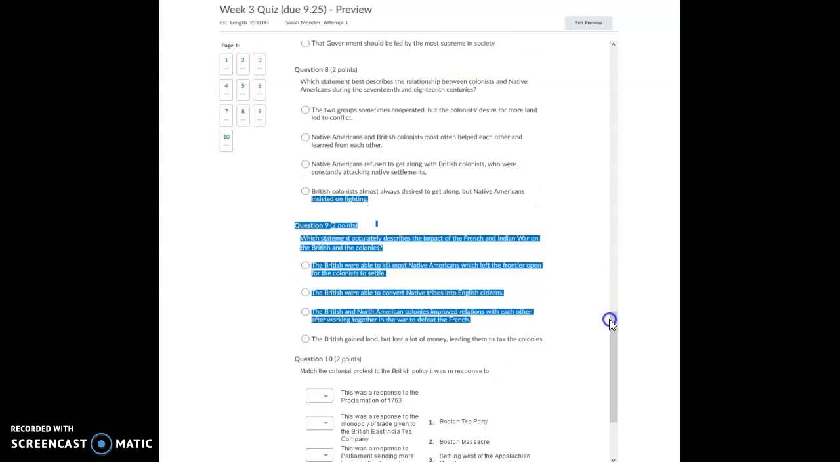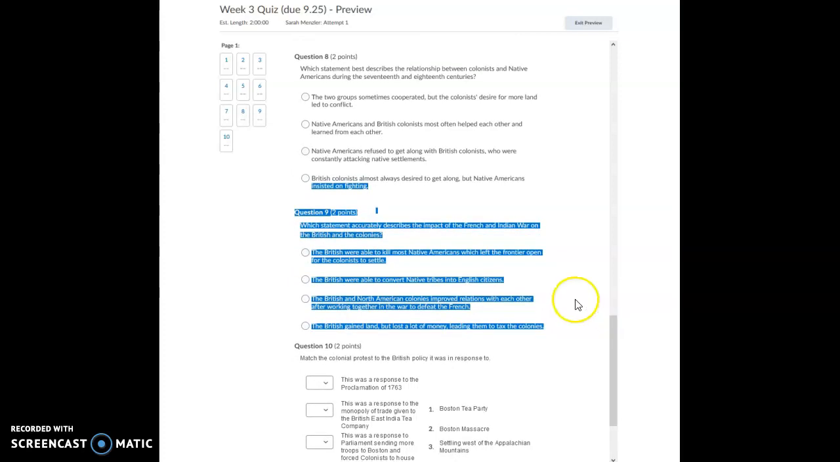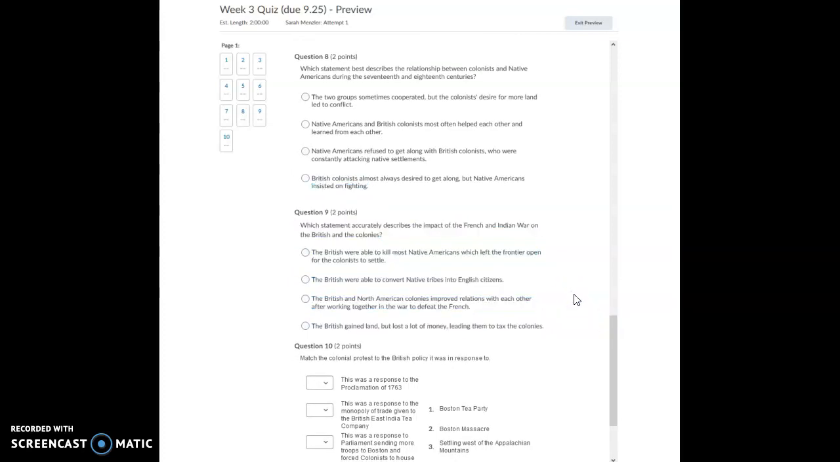Question number 8. Which statement best describes the relationship between colonists and the Native Americans during the 17th and 18th century? Was it the two groups sometimes cooperated, but the colonists' desire for more land led to conflict? Was it Native Americans and British colonists most often helped each other and learned from each other? Was it Native Americans refused to get along with British colonists who were constantly attacking native settlements? Or was it British colonists almost always desired to get along, but Native Americans insisted on fighting?